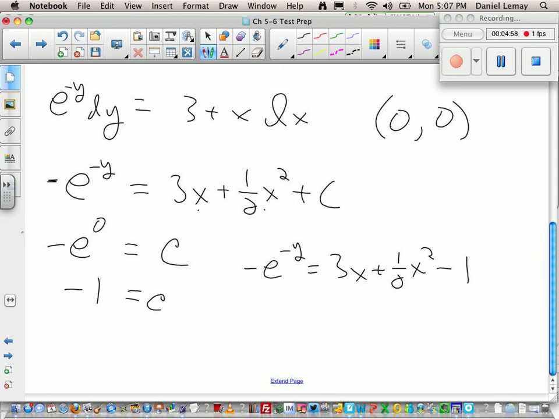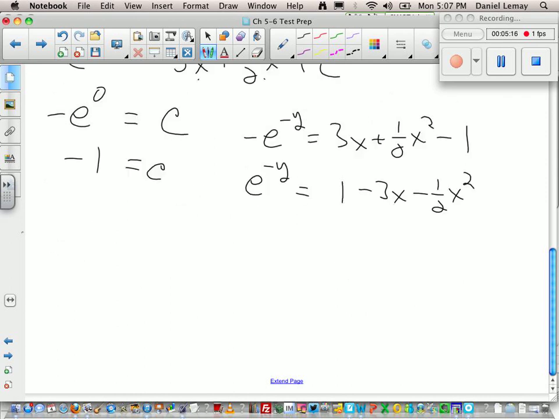I'm seeing, let's see, what am I seeing? I know I've got this point 0, 0 that this curve's on. Let's find c right now. So negative e to the 0 equals, well, that's 0, that's 0. So that's c. So it looks like c equals negative 1, at least at this point. So I've got negative e to the negative y equals 3x plus 1/2 x squared minus 1.